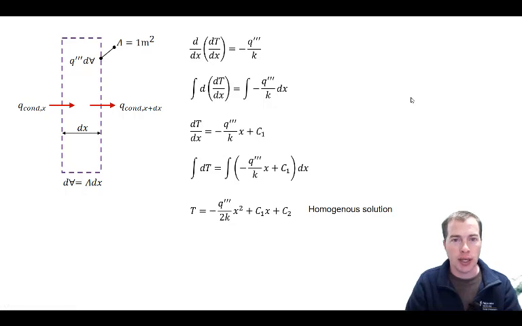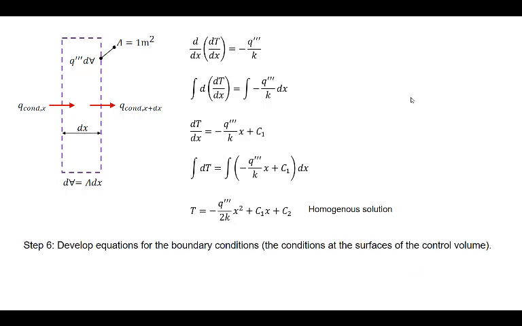It applies to any planar volume in which there is a uniform generation of thermal energy and a constant thermal conductivity. In the sixth step of the differential analysis, we develop equations for the boundary conditions that exist at the surfaces of the domain that we are analyzing. At x equals 0, we have already shown in the first part of the lesson that the slope of the temperature gradient is 0. This is due to the symmetry of the problem. The boundary condition thus becomes that the slope is equal to 0 at this location.